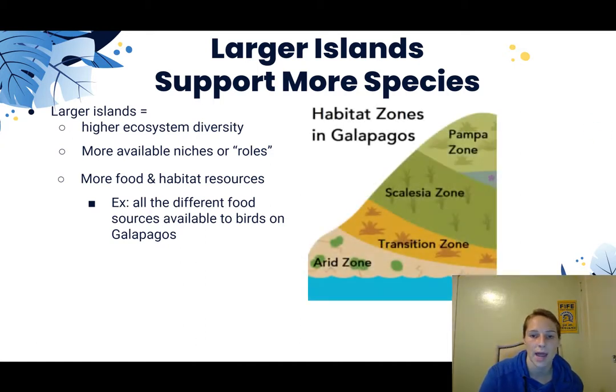If you look at the different habitat zones in the Galapagos on this island, down here in the arid zone there are more cacti, and it's drier. Versus the Pampa zone up here, which is higher up in elevation, you have more plants, which are different types of resources. So you end up having more available niches that these organisms can go into, and different types of food and habitat resources for the species there.